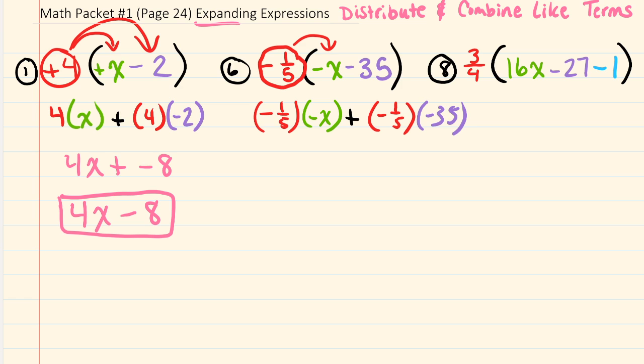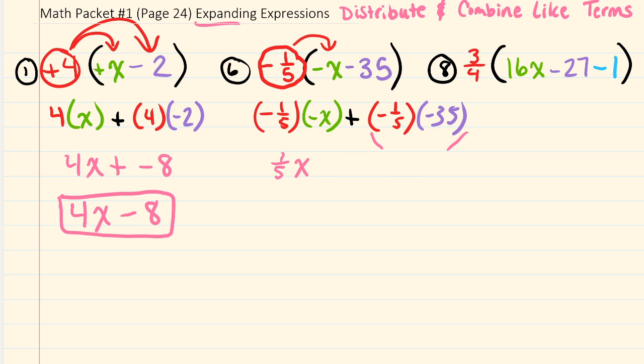A negative times a negative here makes a positive, so that's going to be positive 1/5 x, or 1/5 times x, plus a negative times a negative is going to make a positive. But I'm not going to write plus a positive, plus plus. I'm just going to write plus. So plus 1/5 times 35. I'm using a little shortcut here.